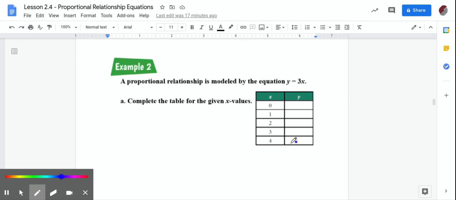So we instantly know if I go 3 times 0, I'm going to get 0. If I go 3 times 1, so remember we're multiplying by 3, I would get 3. If I go 3 times 2, I'm going to get 6. If I go 3 times 3, I would get 9. And if I go 3 times 4, I get 12.